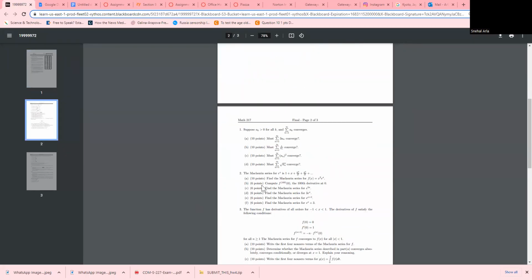So I went with the second one for the first on this week's problem set. I'm in the final. So let's see. It's asking us to find the Maclaurin series for x squared e to the x.